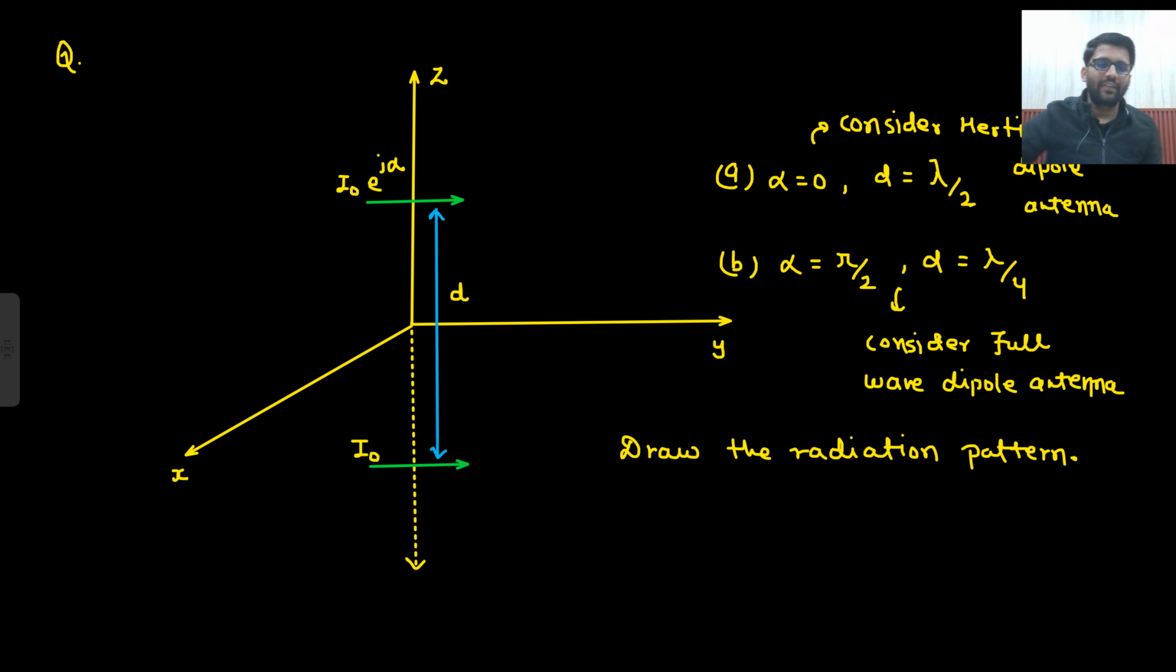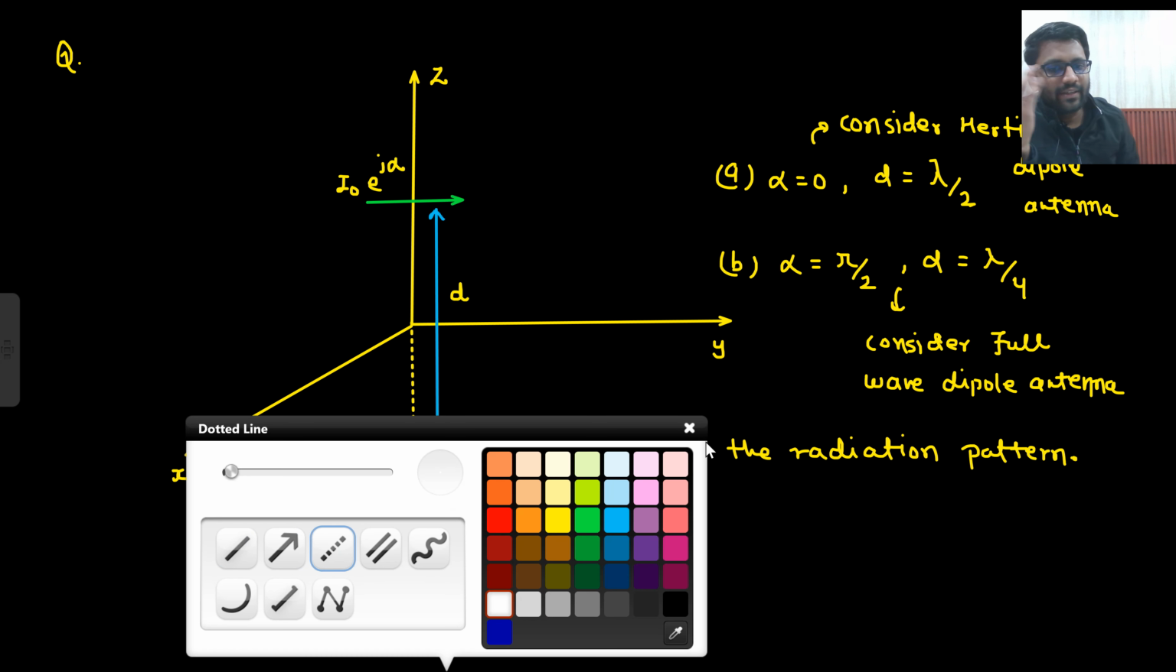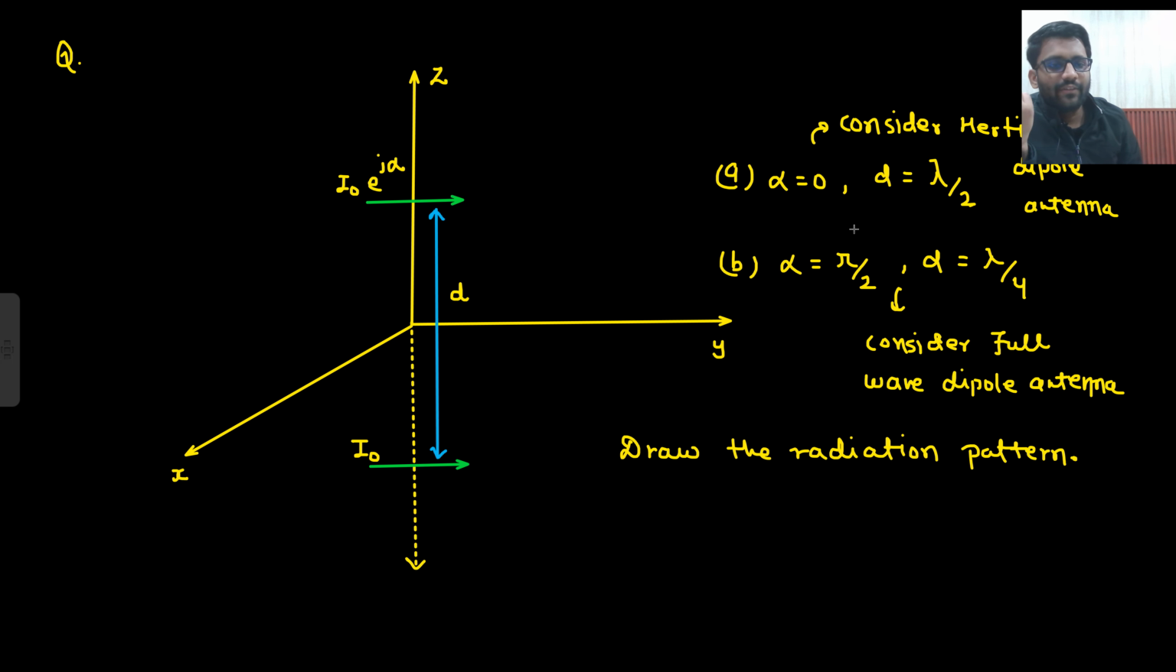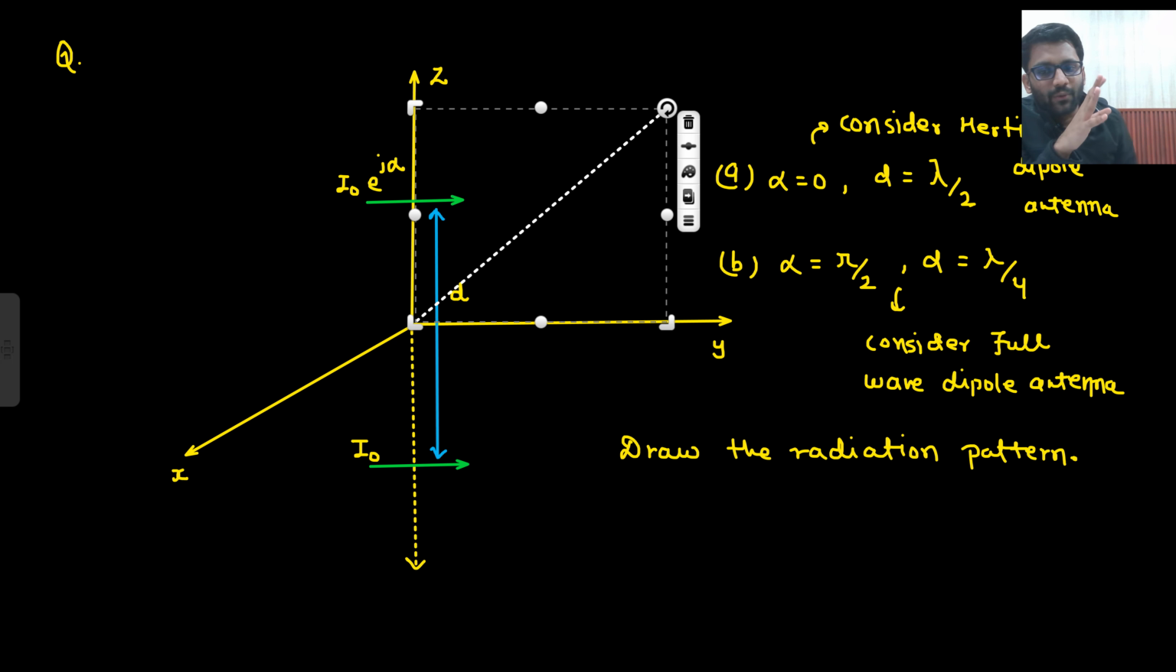So let's start with the question. We need to draw the radiation pattern of this setup. For this setup, first write down the electric field. Electric field at point P. It might happen that point P is not mentioned, and certainly if they are asking for the radiation pattern, they will not mention point P. So you need to assume point P on your own, anywhere. This is the point P.